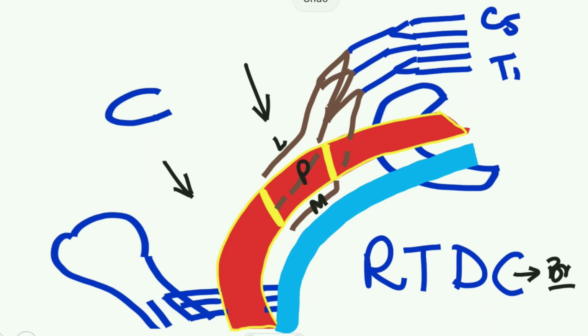This is very simple. Just keep in mind, the branches of the lateral cord will be lateral to the third part of the axillary artery, and branches of the posterior cord will approximately be posterior to the third part of the axillary artery. Likewise, the branches of the medial cord will most probably be medial to the third part. I'll show you in detail, just wait a while. But don't forget this rough idea.